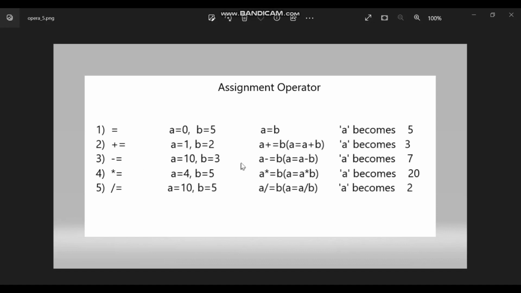Minus equals to means if we have A value 10, B equals to 3, A minus equals to B means A equals to A minus B. In shortcut we will write like this. First A minus B will be calculated and after that it will be shifted into A. A minus B value is 10 minus 3, which is 7. 7 will be shifted into A. Same like multiplication and division also.